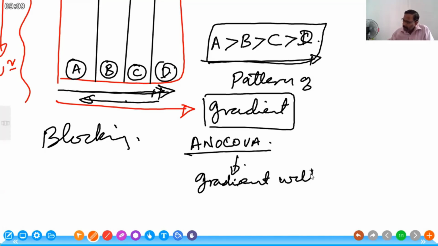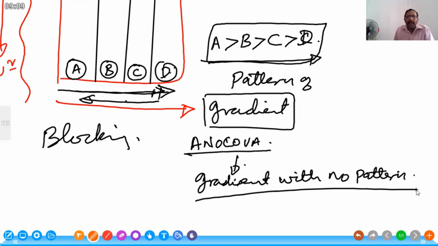If there's a gradient with no pattern, then we will have a problem in the experiment. Then we go for the technique called ANOVA. We have the gradient, but there's no pattern. If there is a gradient with pattern, we can go for RCBD, no problem, blocking.